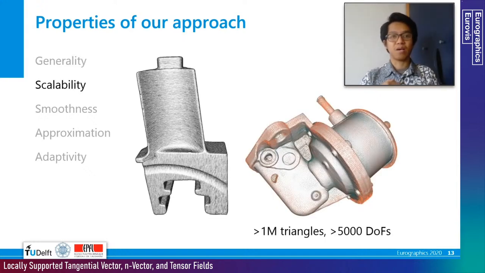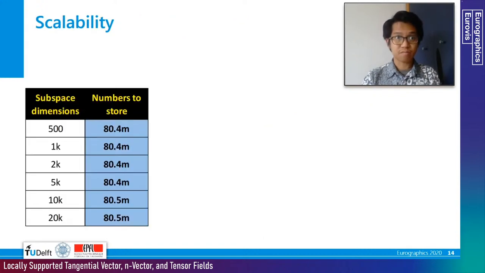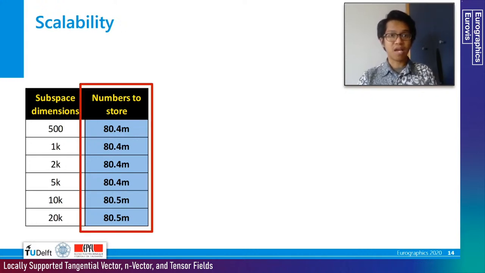And the second property of the approach is scalability. We can build large subspaces of thousands of dimensions on highly resolved meshes with millions of triangles. And here is one example of spaces of different dimensions, ranging from 500 to 2000 to 20,000, constructed on the same mesh. And we can see on the right that the storage required to represent the bases remains constant.